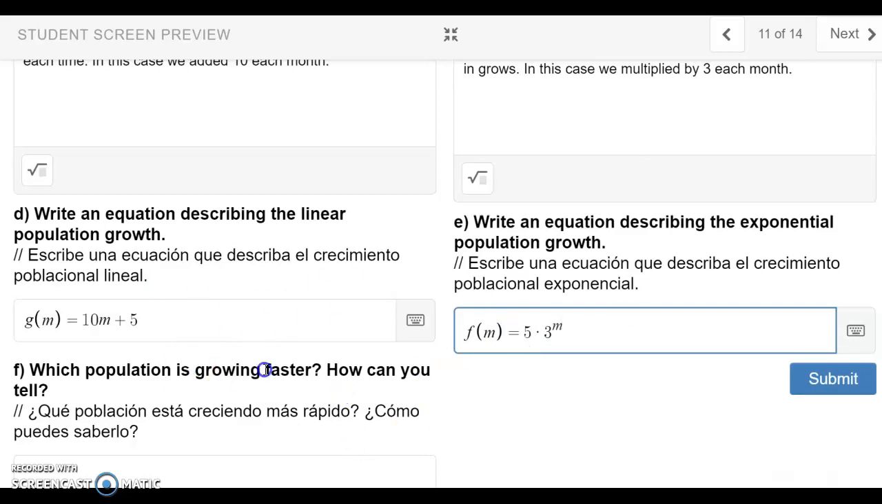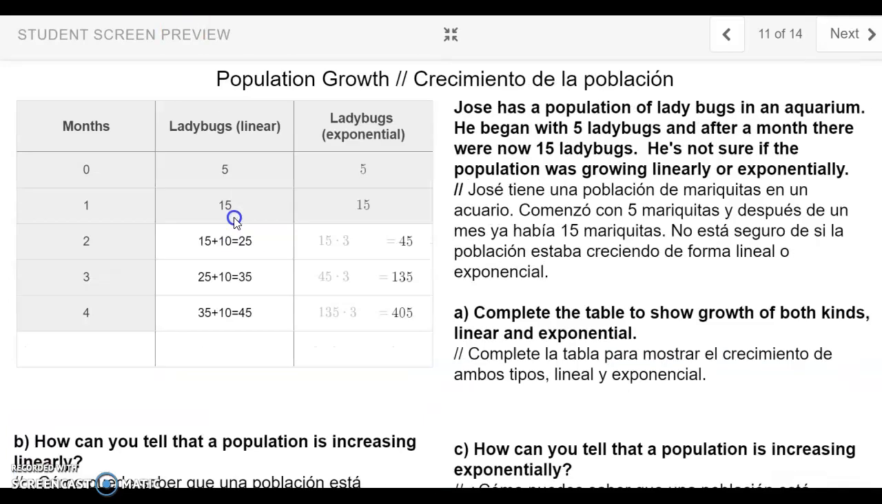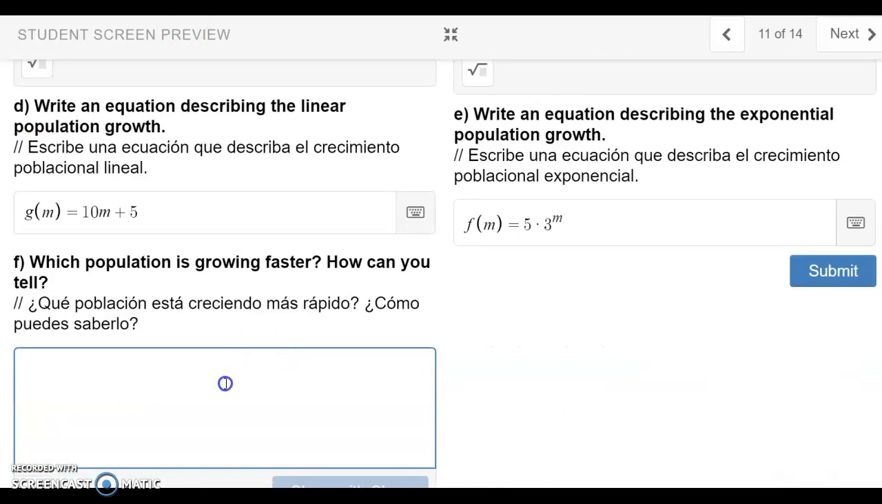All right, questions? So then how can you tell which population is growing faster? Well, you can look at the chart, or you can just remember, if they're both growing, which one will grow faster?